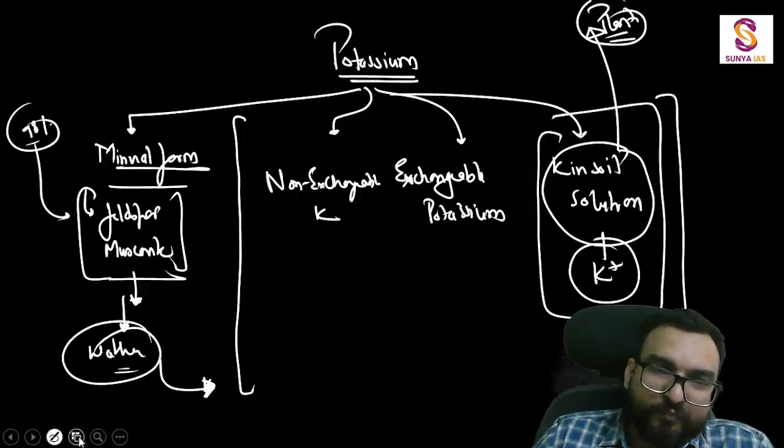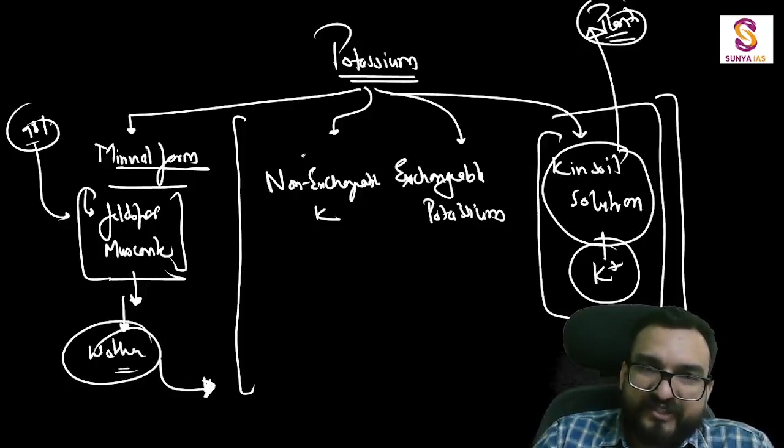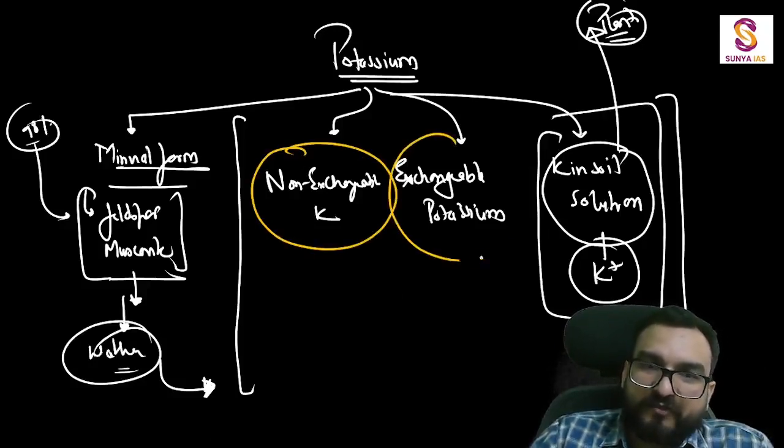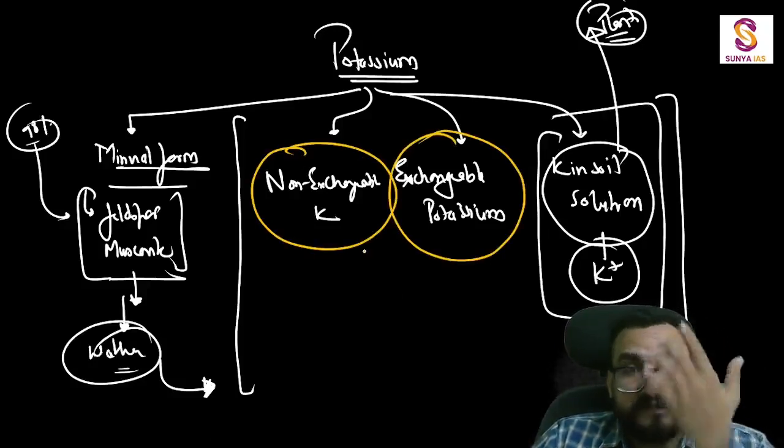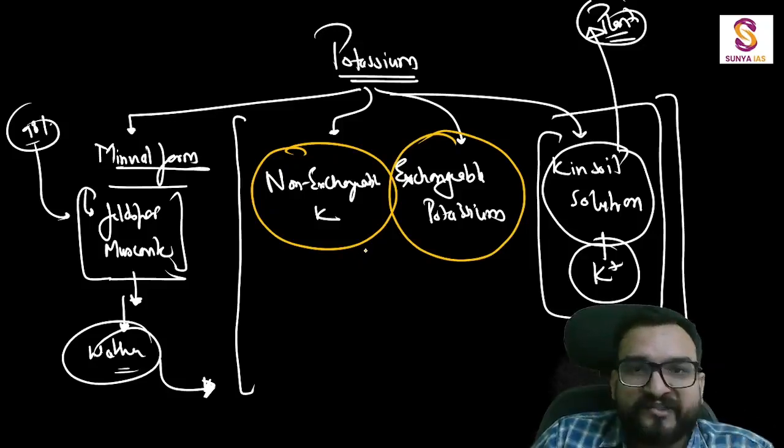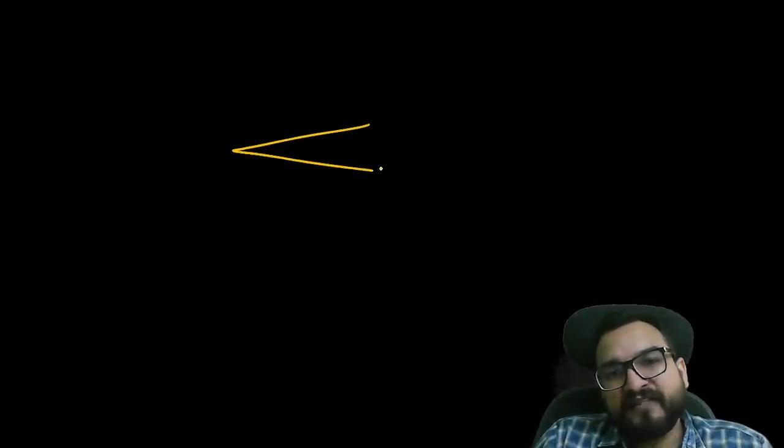But most of the time, potassium remains in non-exchangeable and exchangeable forms. What is this basically? What are non-exchangeable and exchangeable? Now, potassium has a link with these clay particles, guys, silicate clay minerals.